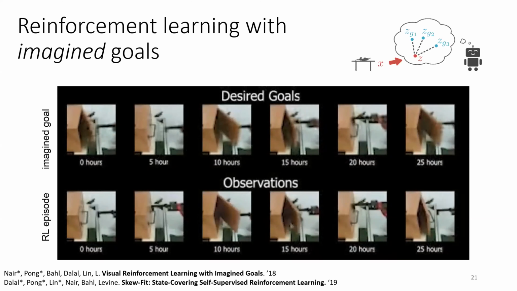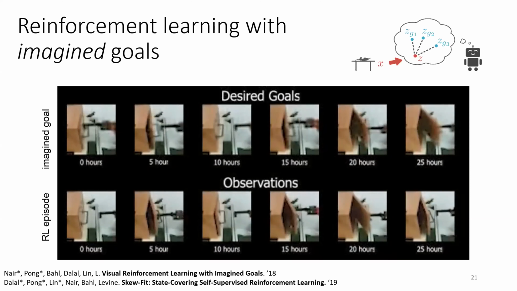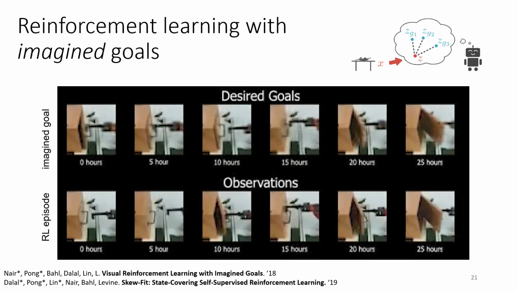But after 5 to 10 hours, it pretty quickly figures out that a lot of the rarely visited states involve the door being opened, and starts proposing many more goals that actually involve opening the door, such that after 25 hours, it can actually open the door quite reliably.